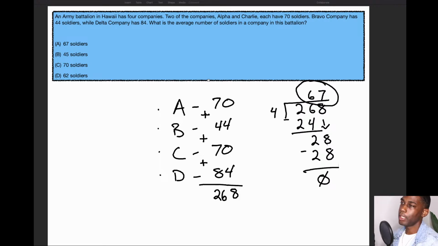Okay, so we go to our answer key. Look at that. What awaits us? There's no better feeling than solving an arithmetic reasoning question and seeing your answer in the answer key. I'm telling you, it's just like, oh my gosh, thank you. Like I'm on the right track. I'm doing something right. Right? So 67 soldiers is the average. If we have 4 companies and 70 in Alpha, 44 in Bravo, 70 in Charlie, and 84 in Delta, that's 268 soldiers total. We divide that by 4. 268 divided by 4 gives us 67 soldiers on average in each company.